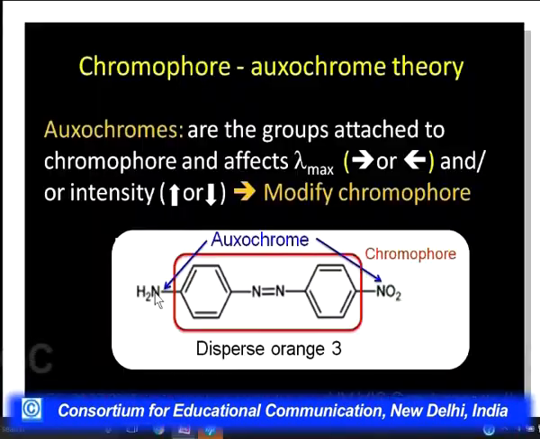In this example again, we find that the NH2 here and NO2 over here happen to be the auxochromes. What is encircled in red is the chromophore, and these two groups happen to be the auxochromes. They are the ones which modify the chromophore, and as a consequence, the nature of the spectrum changes. Nowadays, even this term auxochrome is used less often, because they have become more of a modifier of the chromophore.